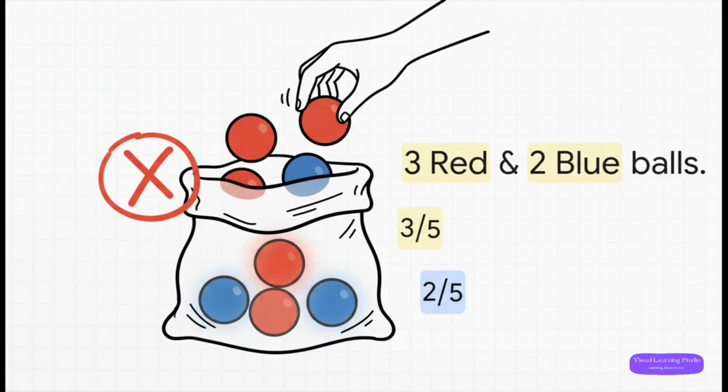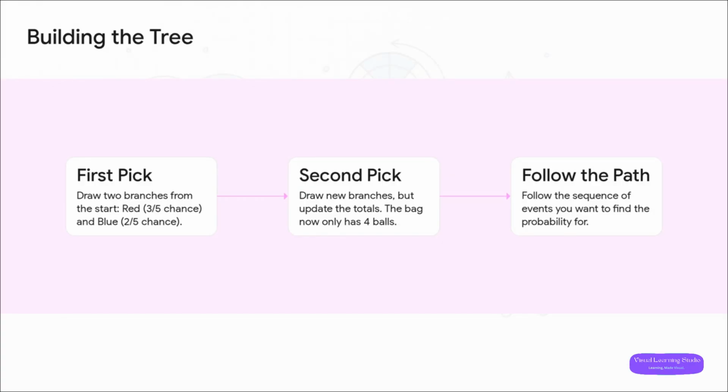All right, here's a super typical scenario you've probably seen. We've got a bag with 3 red balls and 2 blue balls. We're going to pick 2. But here's the key. We don't put the first one back. That little phrase, without replacement, that's where people get tripped up. But our roadmap is going to make it crystal clear. So right at the start, what's our chance of picking a red? Well, there are 3 red out of 5 total, so 3/5. And for blue, 2 out of 5. Easy enough. We start with our first pick. So we draw 2 branches, one for red, one for blue.